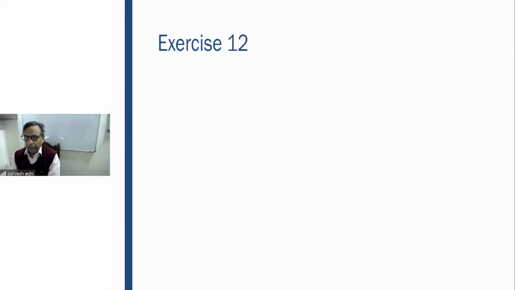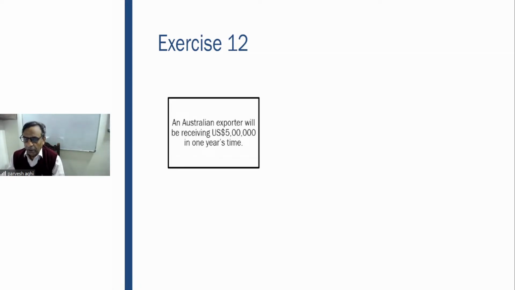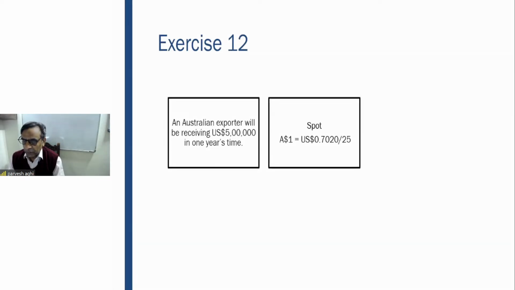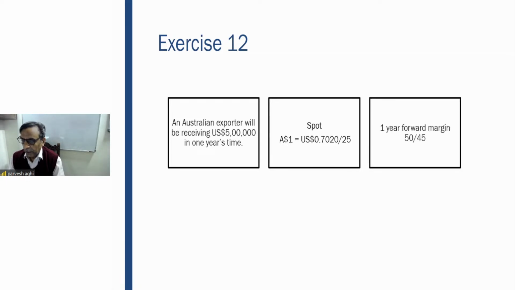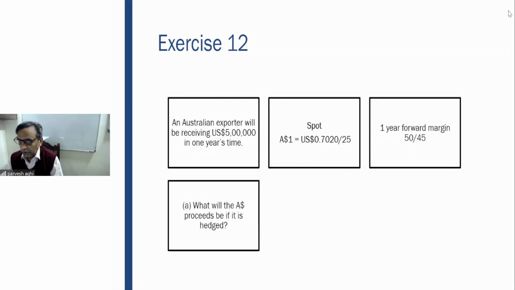So let's start. This is exercise number 12, which says that an Australian exporter will be receiving $5 lakh in 1 year's time. So basically, the person is in Australia and is exporting some goods to the USA for $5 lakh. Now, the spot rate of A$1 is given as 0.7020/25. And then we have the 1 year forward rate also given as 50/45. These are the swap points, the forward margin.